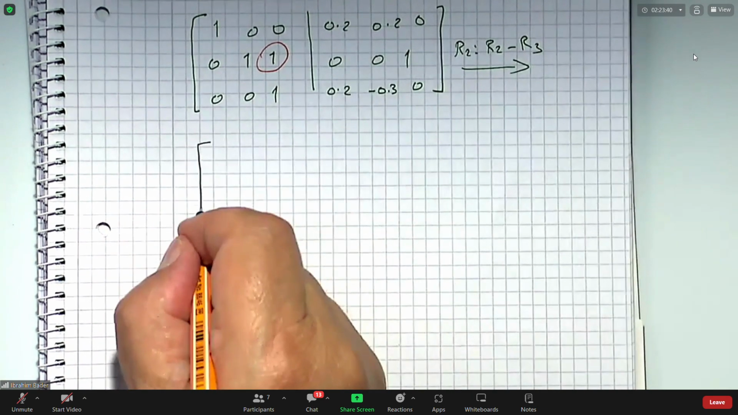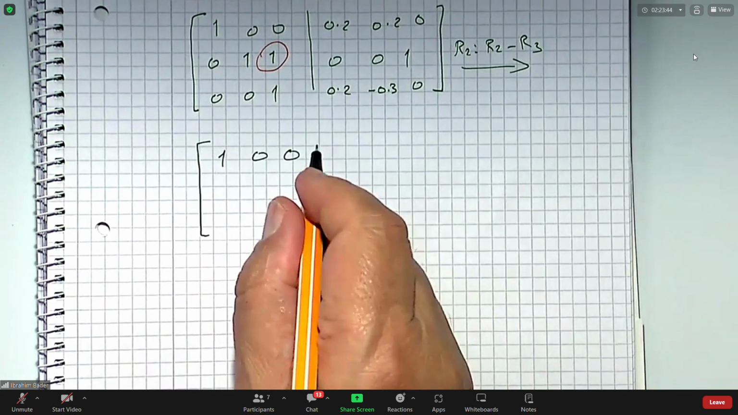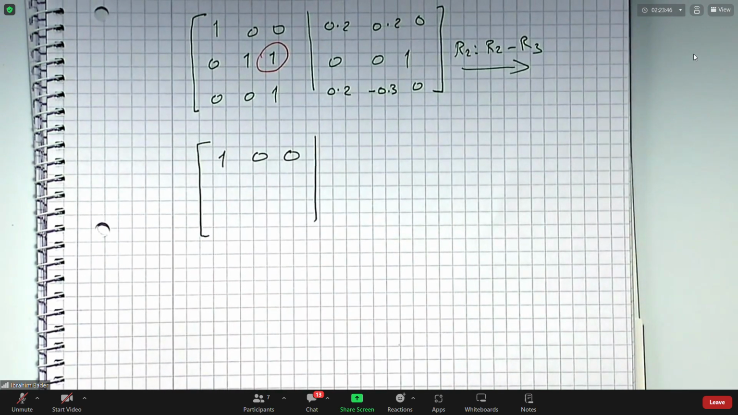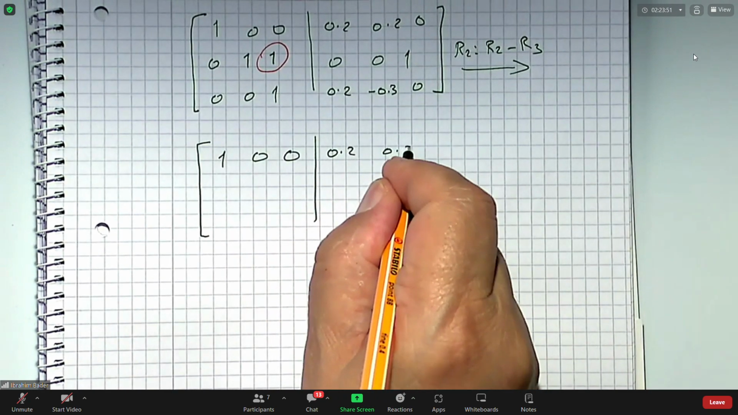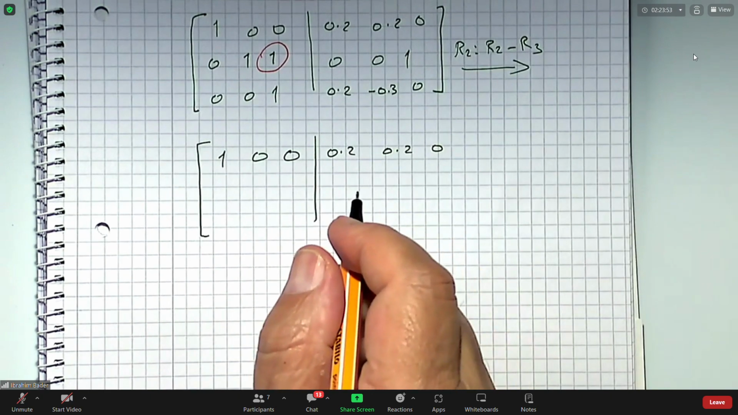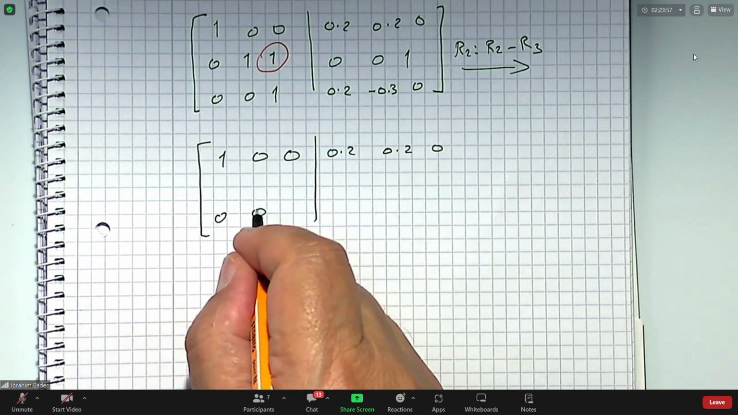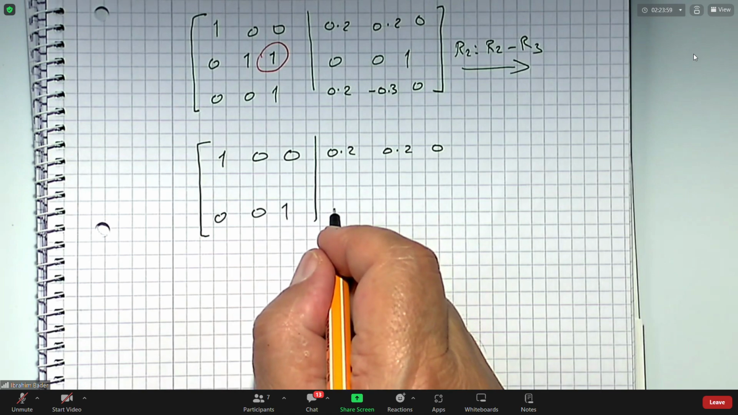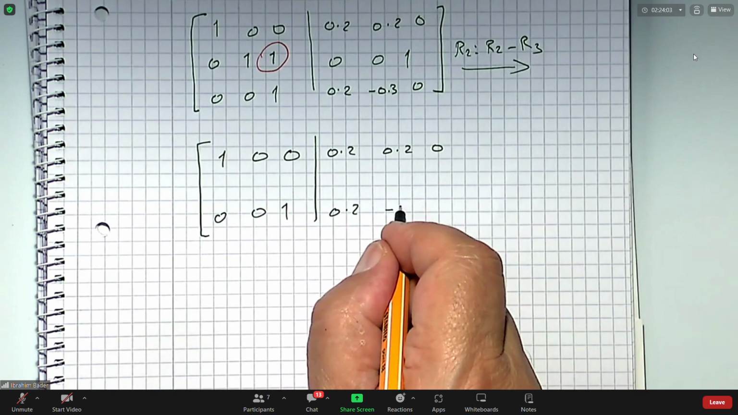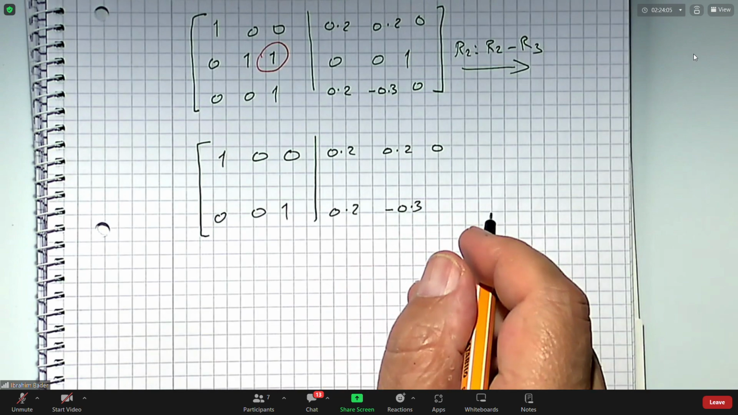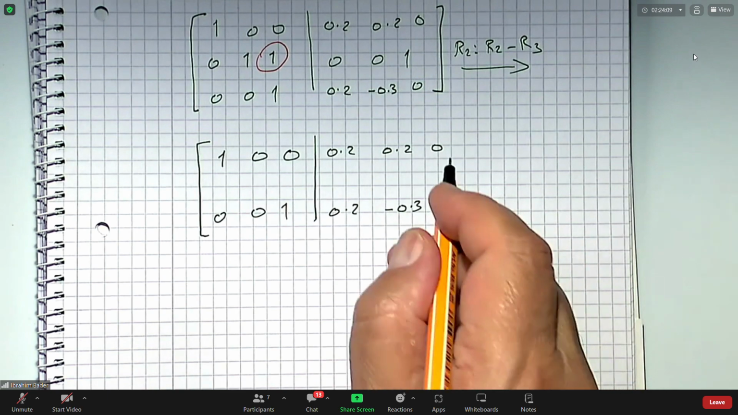So R2 minus R3, here I will be having the nice matrix, the identity to the left here, 0 0.2, 0 0.2, 0. Then here I will leave this out. I will do it on scratch paper on the side, 0 0.2, negative 0 0.3, and 0. This one.